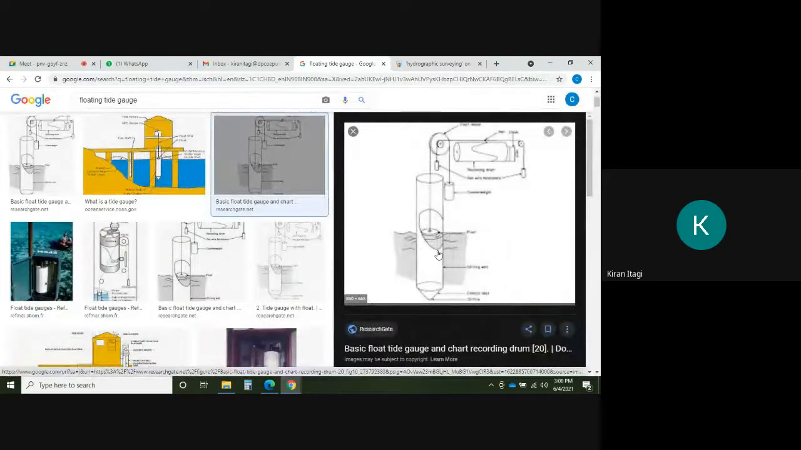If the waves come and hit it, it will float. It will move up and down, and it will take the reading. Here you can see the drum. It will take the reading, and the spikes will be moved and printed, like while taking an ECG, where spikes appear for the heart. Similarly, here also when the tides go up and down, there will be spikes, or a graph will be plotted along with that.